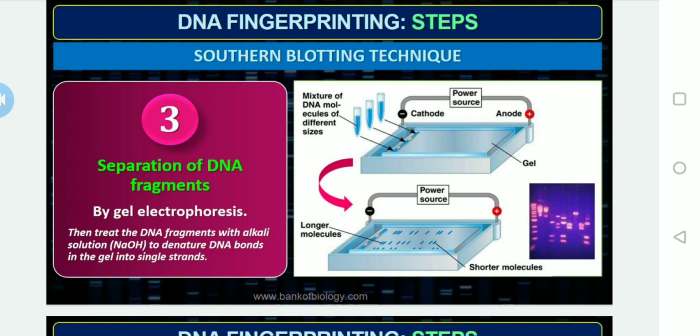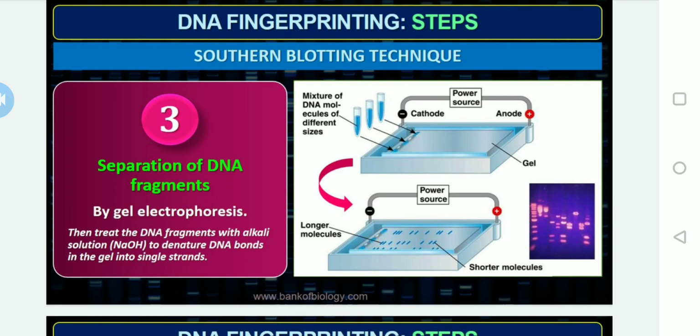Okay, so this is very important. If there is no break or dissolution of the hydrogen bonds, we cannot compare the fragments. So that's the separation of the DNA fragments, also known as gel electrophoresis. Then treat the DNA fragments with an alkali solution, sodium hydroxide, to denature the DNA bonds in the gel into single stranded, so that the double stranded DNA is converted into single stranded.